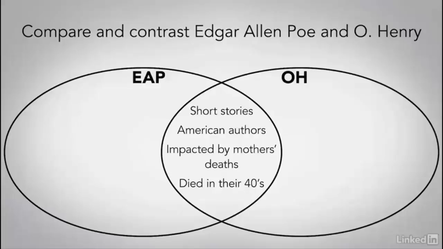Then, based on what your research has revealed, you can put likenesses in the middle where the circles overlap. You could include that both wrote short stories, both are American authors, both were impacted by their mother's death, and they both died in their 40s.